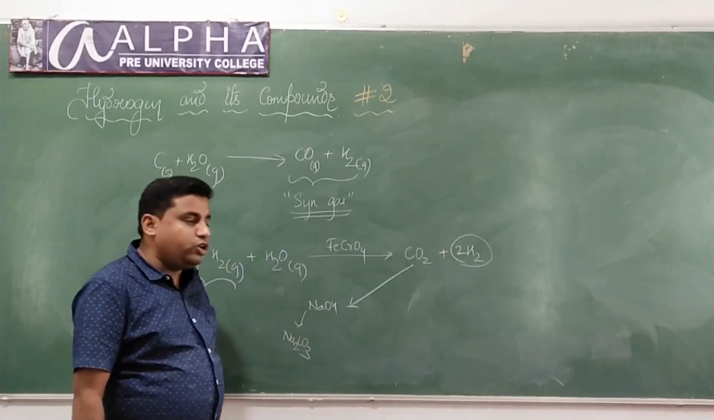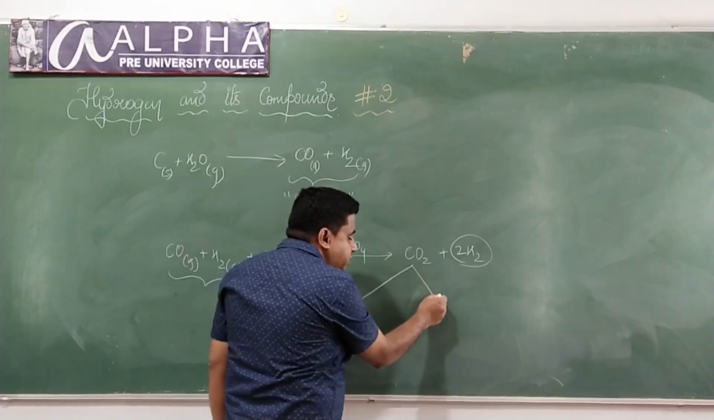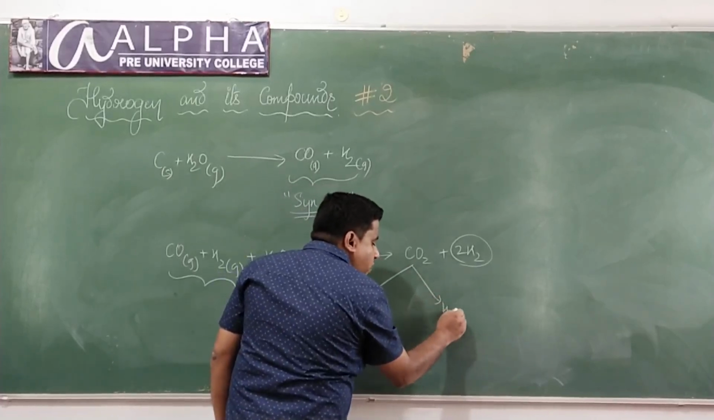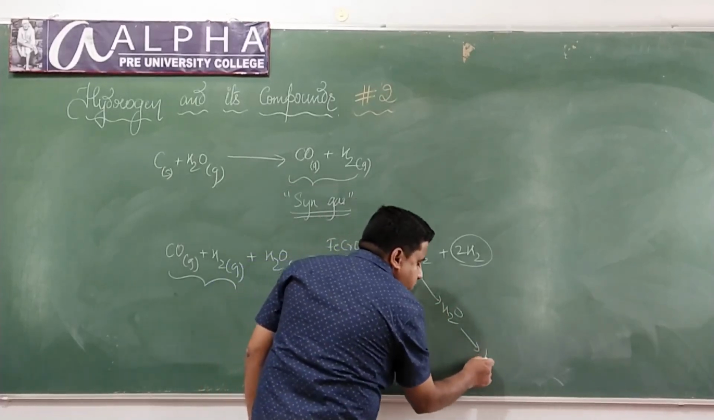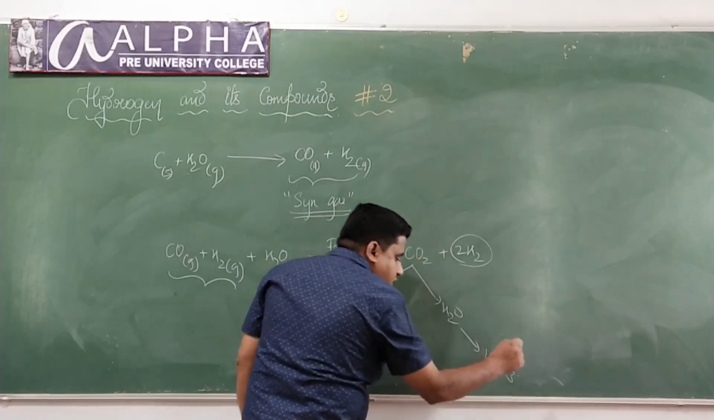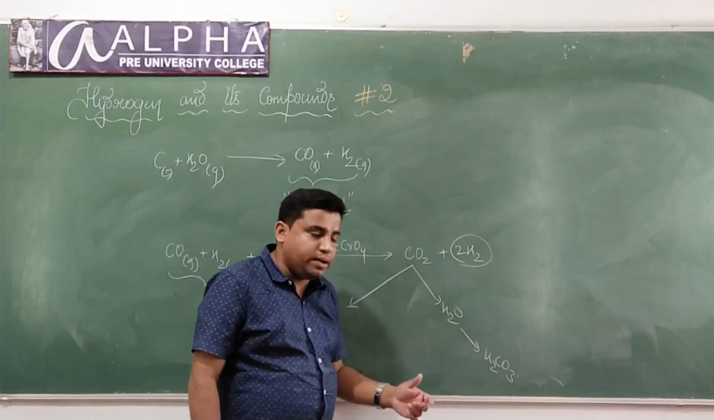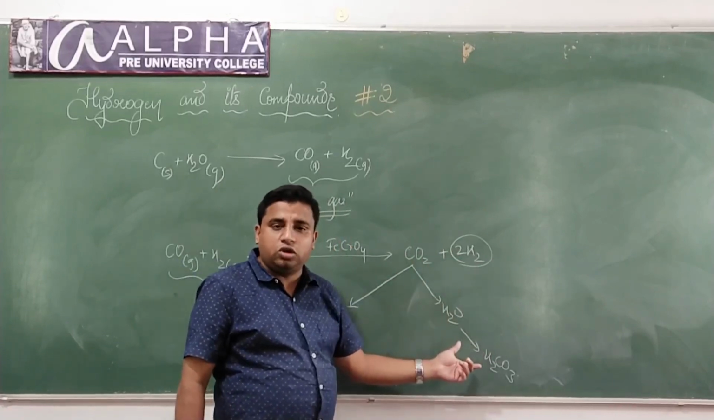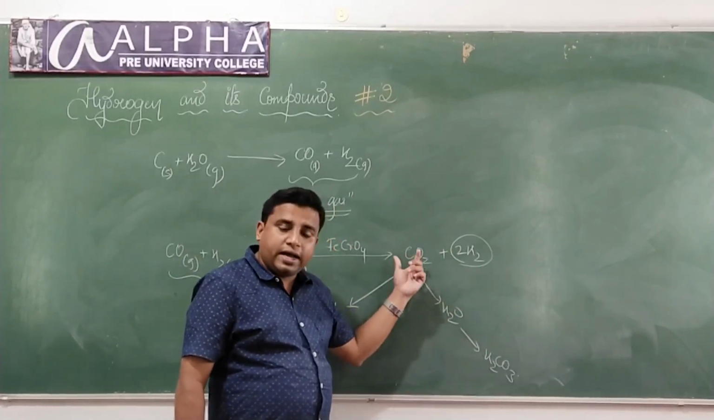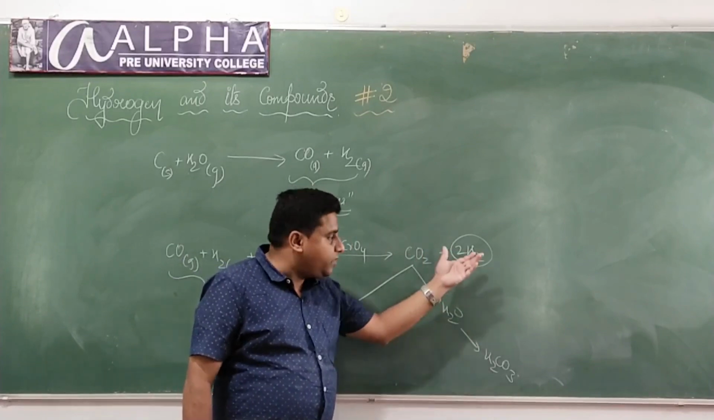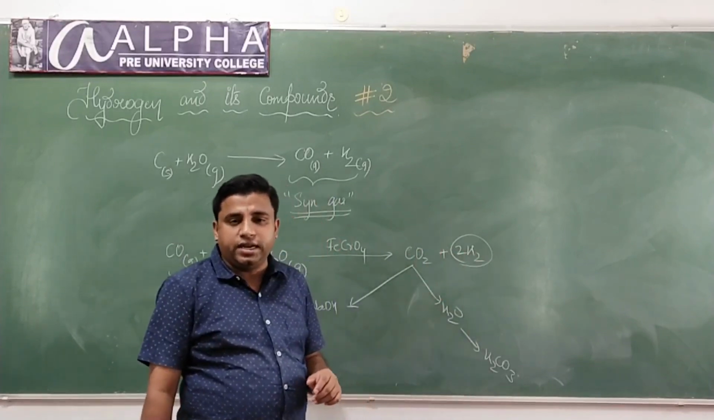Or else what else I can do? I can dissolve this carbon dioxide in water. When carbon dioxide is dissolved in water, it forms carbonic acid. It forms what? Carbonic acid. And hydrogen gas will not be soluble in water. So only carbon dioxide gets dissolved in water, we will get pure hydrogen gas, isn't it?